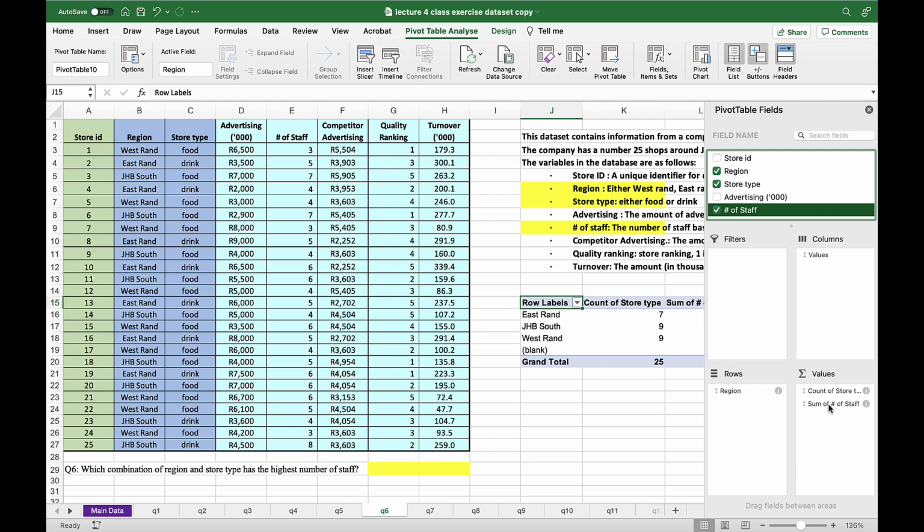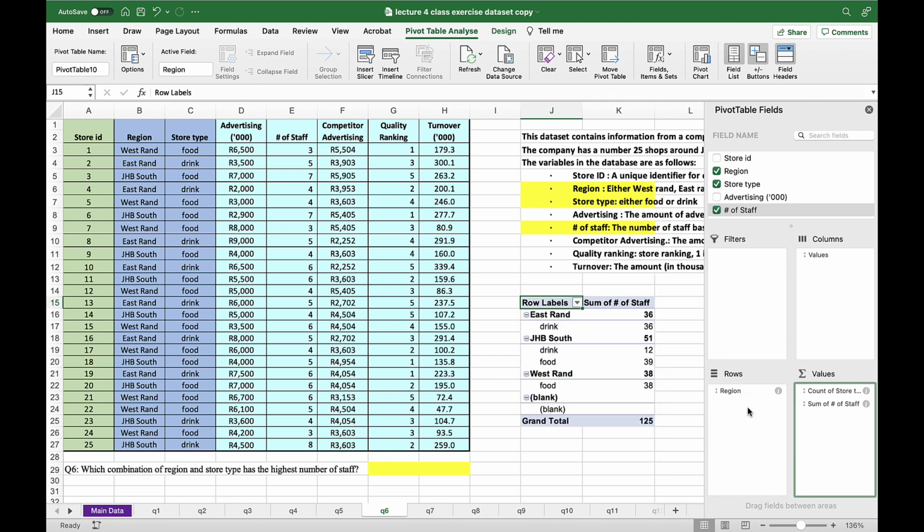So I'm going to take the store type and move it across. And now it's telling me that in the East Rand there's only a drink store, in Joburg South there's drink and food, and in the West Rand only food, and the number of staff. We're looking at the combination: which combination of region and store type has the highest number of staff.